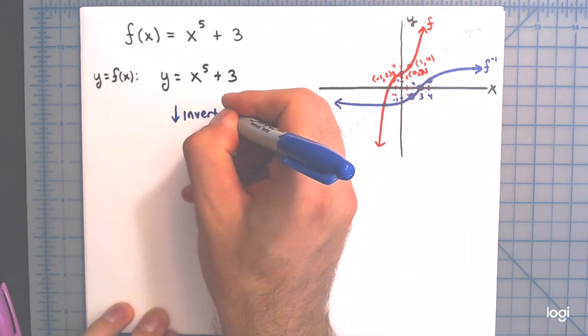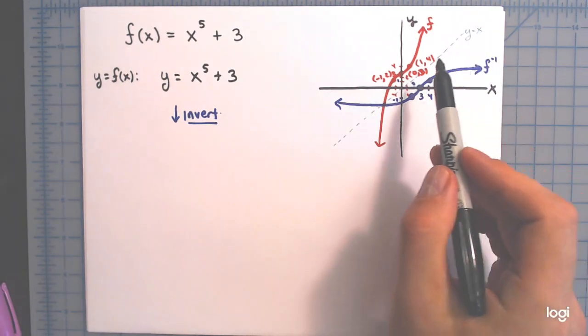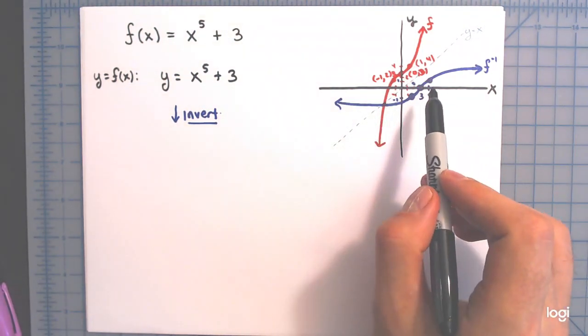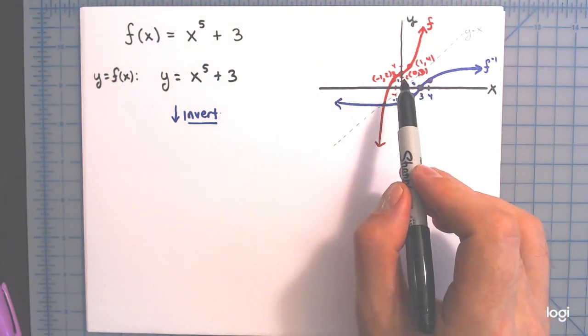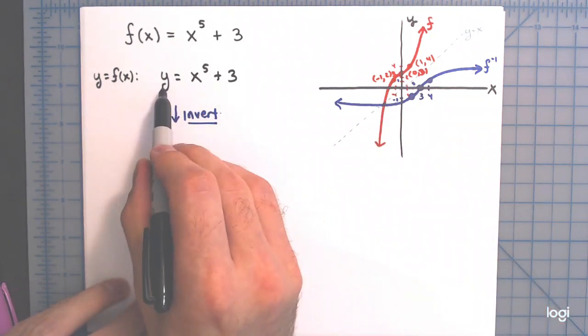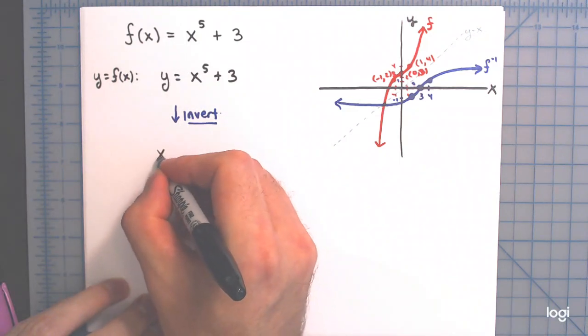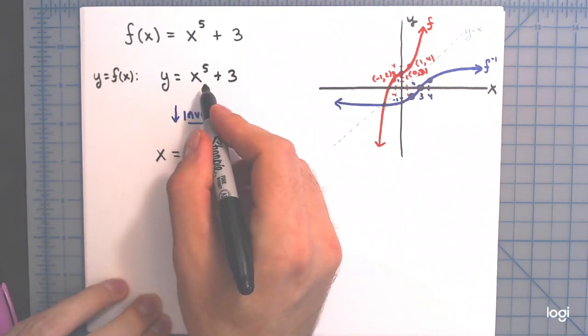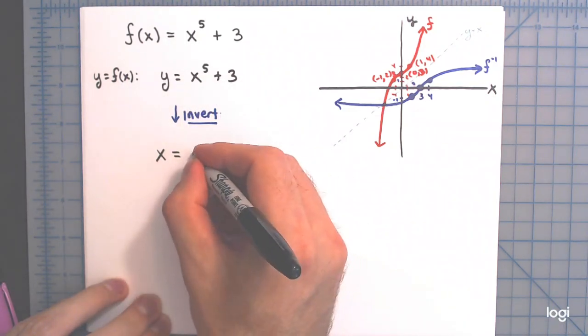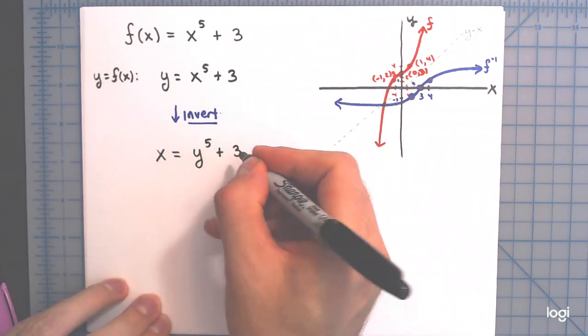Remember what I said on the last one, when I talk about inverting, writing the equation for the inverse, the ordered pairs switch up. You saw on my graph here, 1, 4 became 4, 1 on the inverse. 0, 3 became 3, 0 on the inverse. So every y you see in the original equation becomes an x. Every x you see, and there's only one of them here, becomes a y. So x equals y to the fifth plus 3.